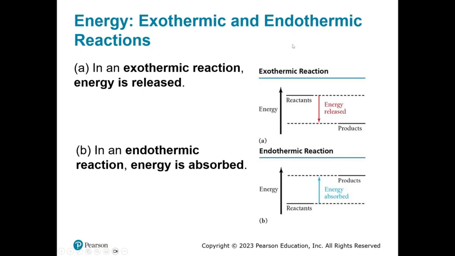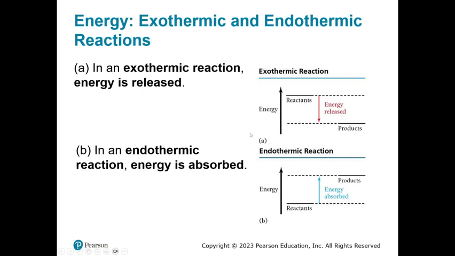In an exothermic reaction, we have a whole bunch of energy stored in the starting material or the reactants. That energy is released by some sort of reaction, and the products have much lower energy. And that energy is part of the products, essentially, if we were to look back at the chemical reaction.